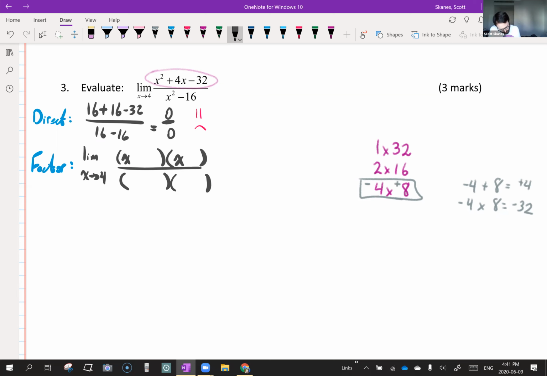X and X, negative 4 and 8. And the order doesn't matter, 8 first, 4, whatever. On the bottom, this one's tricky if you don't understand difference of squares. What you're going to do is get the square root of this, which is x, and then you're going to get the square root of this, which is 4, and then a plus and a minus.